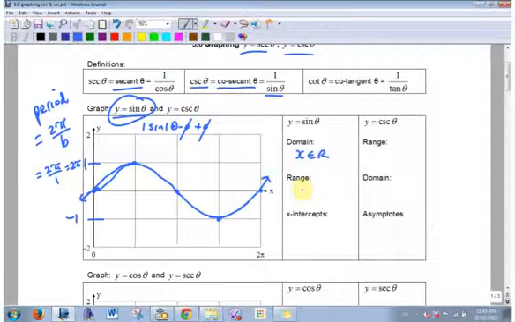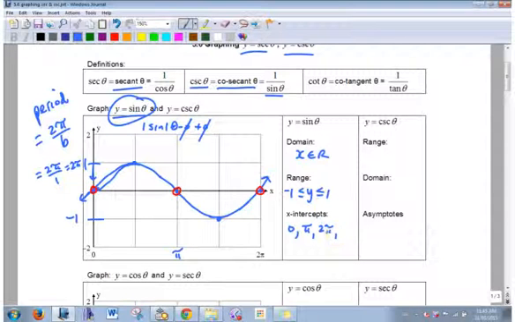Here, I want to say it's the values of y less than or equal to 1, greater than or equal to -1. Okay, that's the range. That is, in fact, 2 full units. X-intercepts. There's 1, there's 1, there's 1. So what are they? They're at 0, they're at pi, they're at 2 pi.